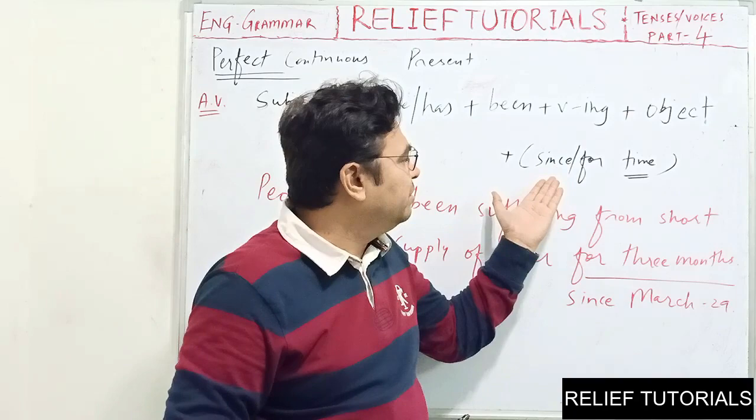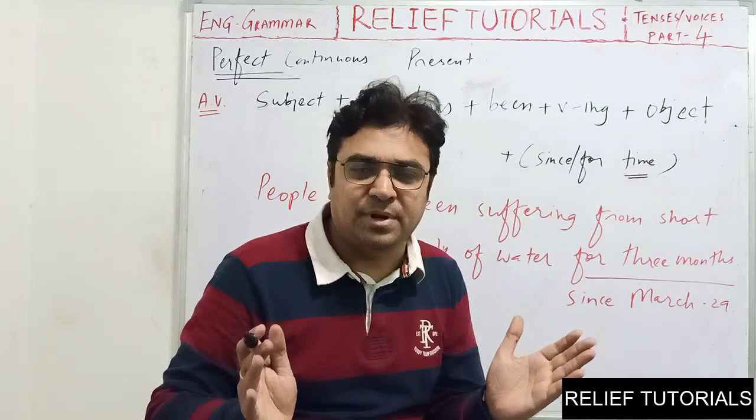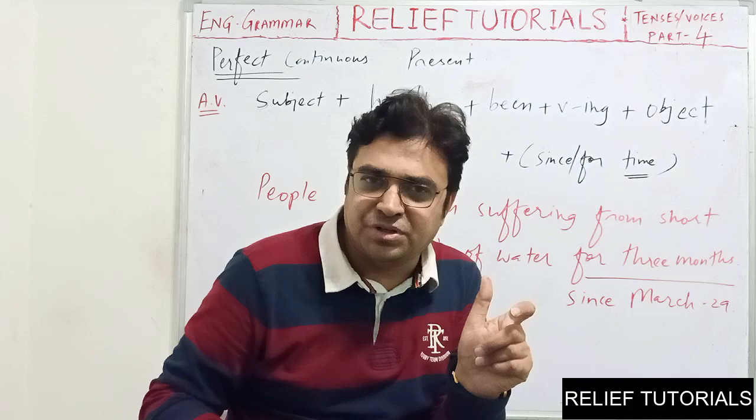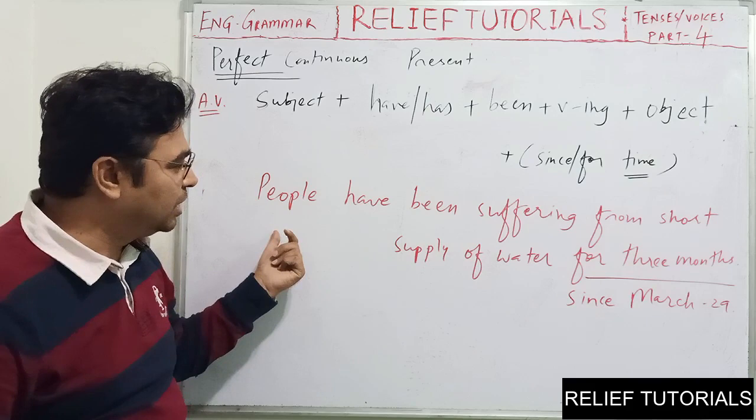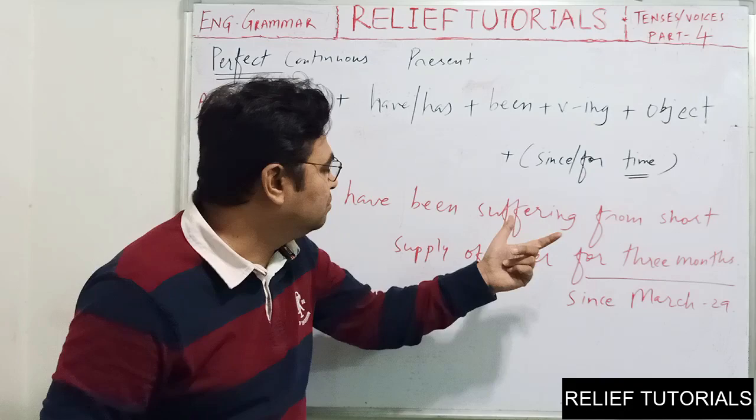If you want to show the duration of time, you can go for "for". If you show the time starting from a certain point, you can go for "since". It's the difference between the use of since and for. So here is the example: people, subject, have taken, have, as it is plural, been suffering. People have been suffering from short supply of water.